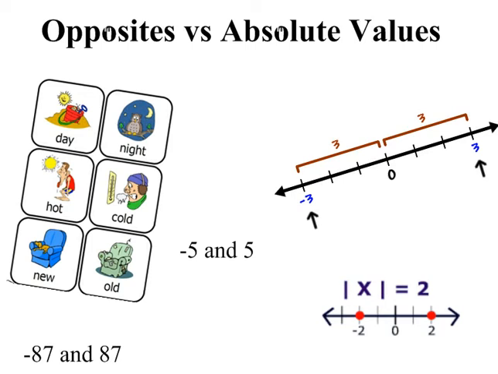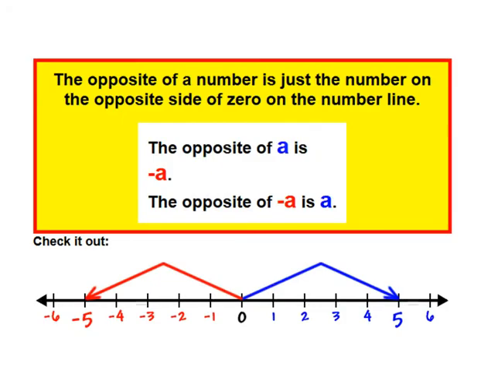Opposites versus absolute values. So we're talking about opposite numerical values versus absolute values. A lot of times students get those confused. We're going to go ahead and explore that today. An opposite of a number is just the number on the opposite side of 0 on a number line. In algebra, we use letters. The opposite of A would be negative A, and the opposite of negative A is A.